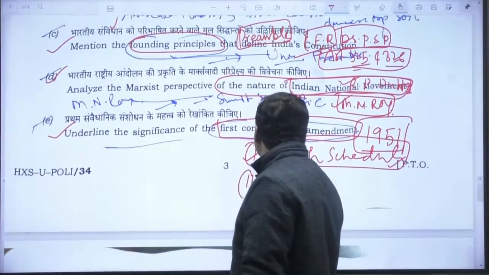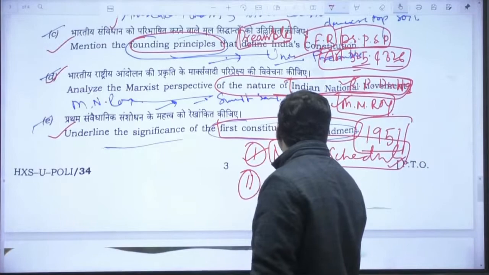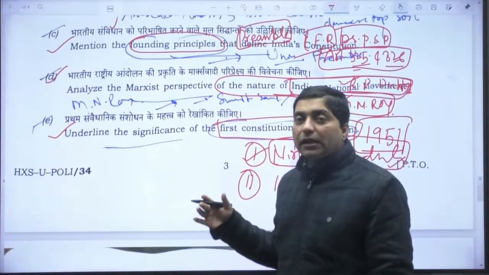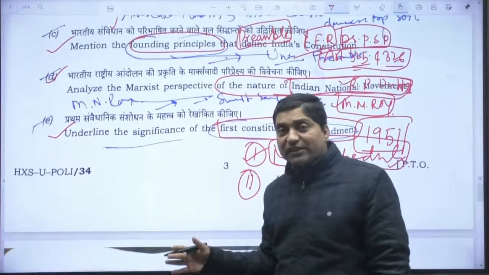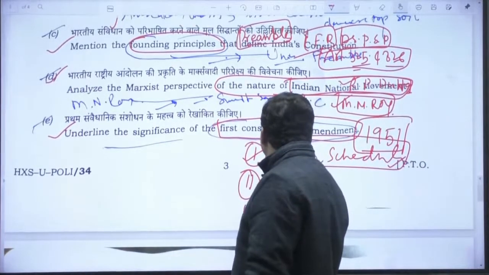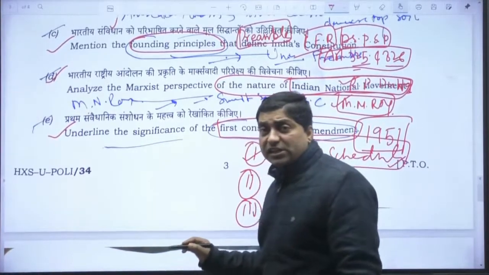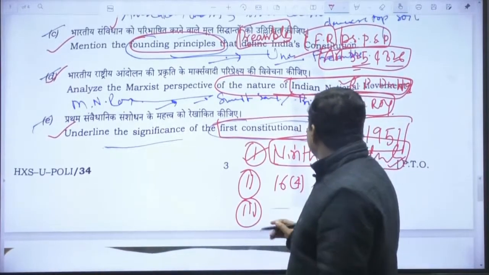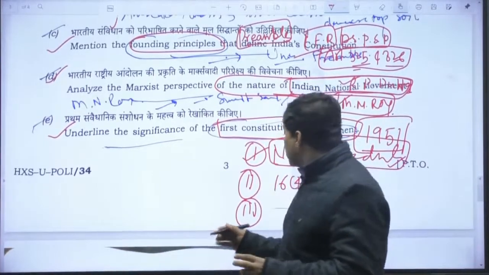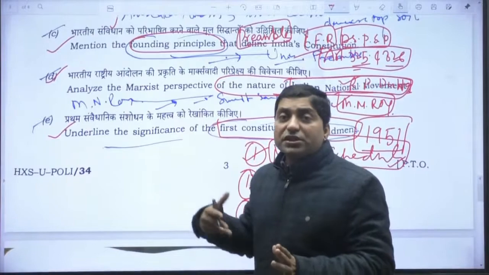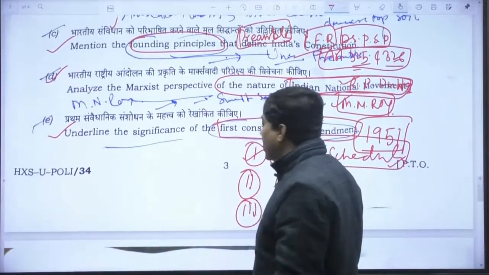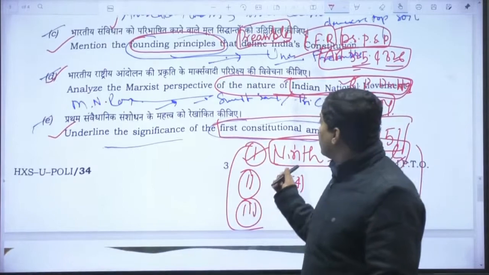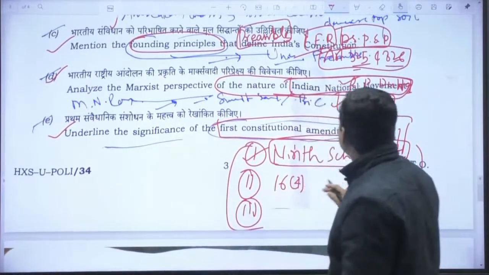Secondly, it was not only that, it also included Article 16 Clause 4, which made a special provision for the socially and educationally disadvantaged groups. Thirdly, it also made an amendment in Article 19, freedom of speech and expression. In Article 19, there are six freedoms, and there are reasonable restrictions. So the First Amendment put some more restrictions on Article 19, and that was the significant move in the first constitutional amendment, right? I hope it is clear.